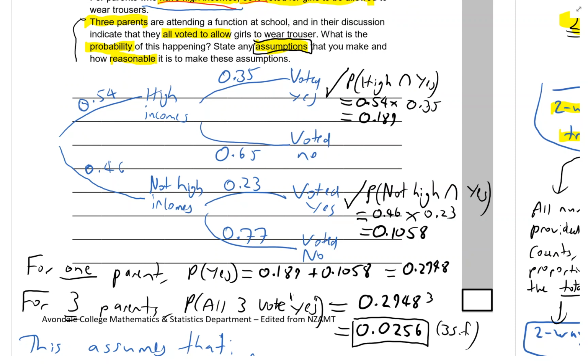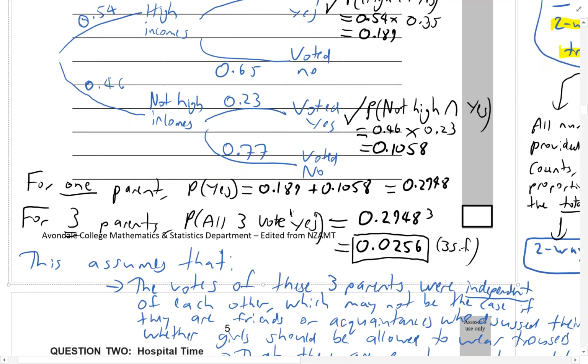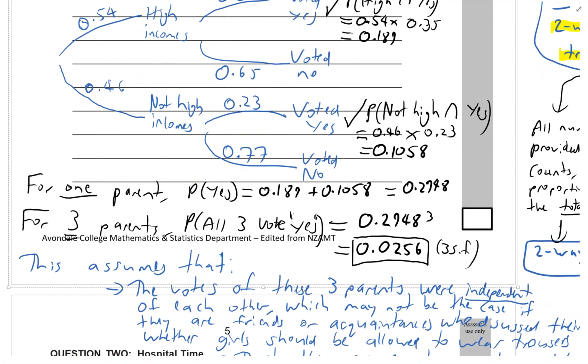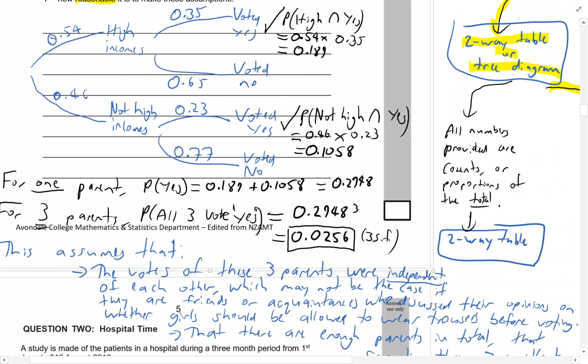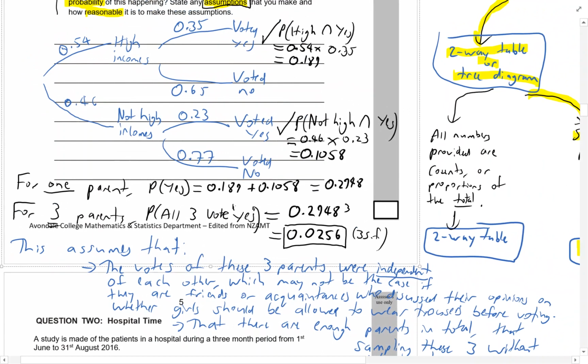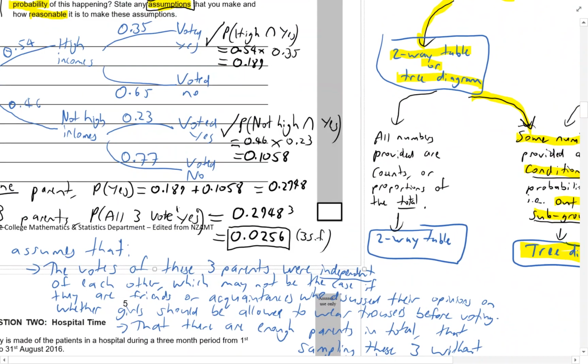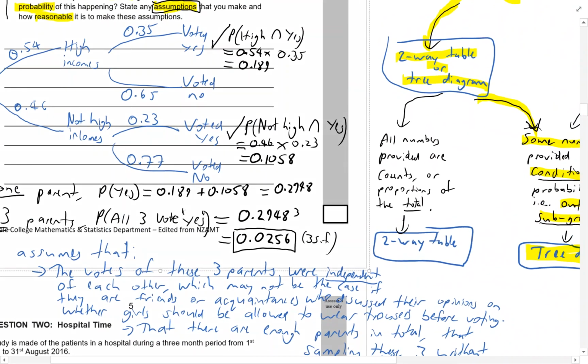Okay, what does this assume? Well, the first thing it assumes is independence. We're assuming specifically that the votes of these three parents were independent of each other, which may not be the case. Why might it not be the case? Well, if they're friends or acquaintances who discussed whether or not they think girls should be allowed to wear trousers before voting, then they could have influenced each other's vote. So it's assuming that's not the case.